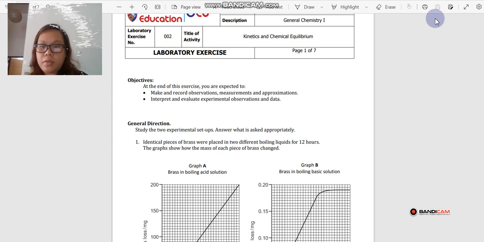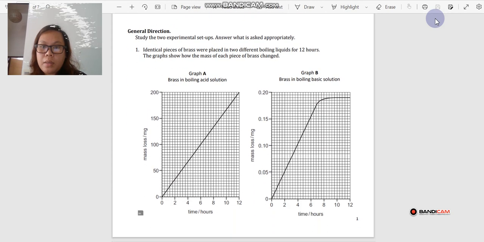General direction. Study the two experimental setups. Answer what is asked appropriately. Number 1. Identical pieces of brass were placed in two different boiling liquids for 12 hours. The graph shows the mass change of each piece of brass.